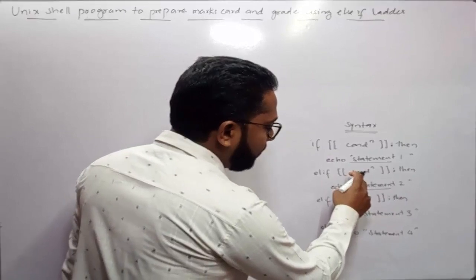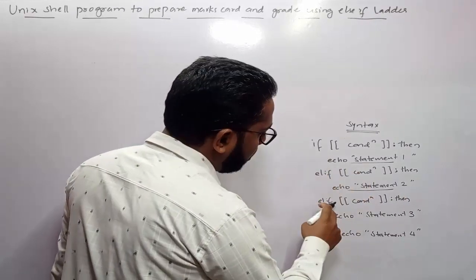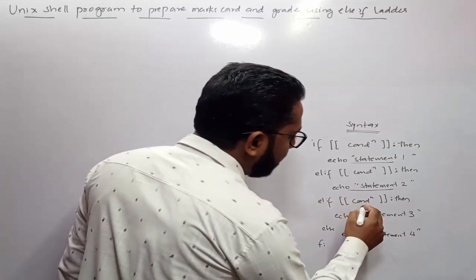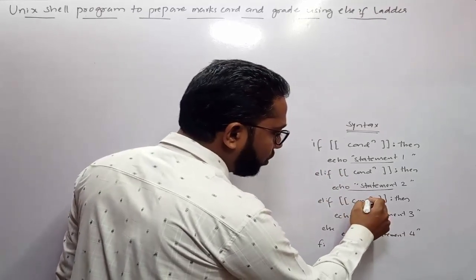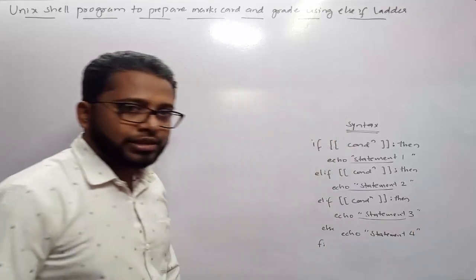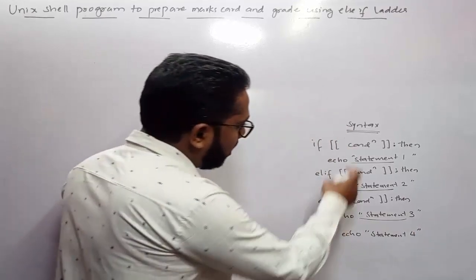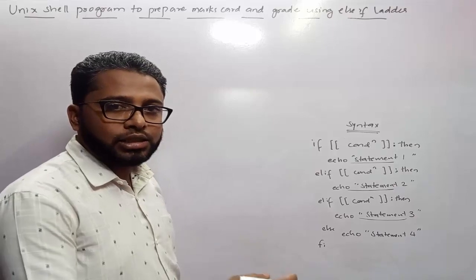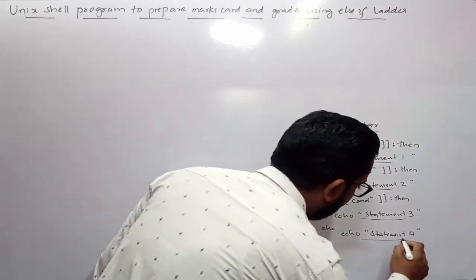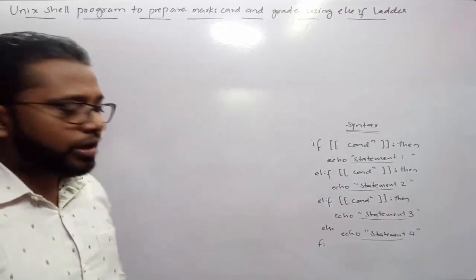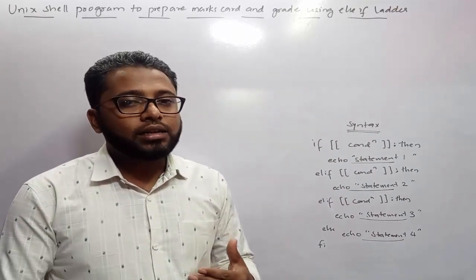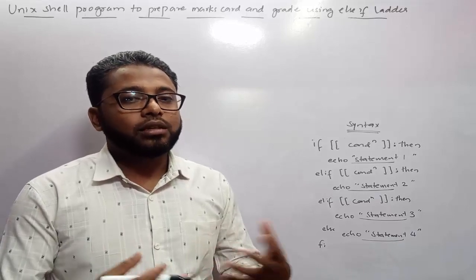If this condition becomes false, then control will come to the next line where there will be one more condition to check. If this condition becomes true, then control will come inside the elif to execute statement 3. If none of these conditions gets satisfied, then control will come to the else block to execute statement 4. And the same syntax we will be using to write a shell program to declare the results.